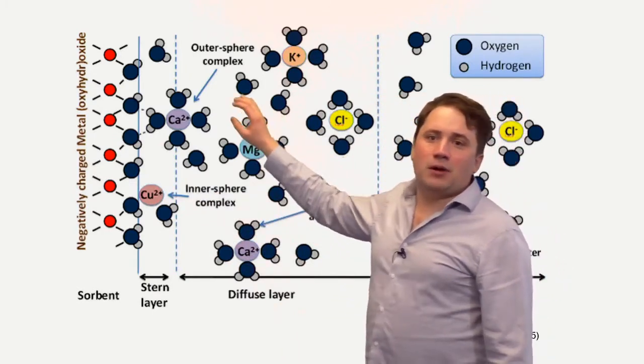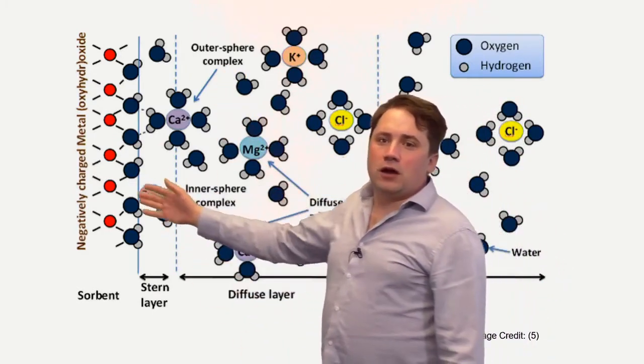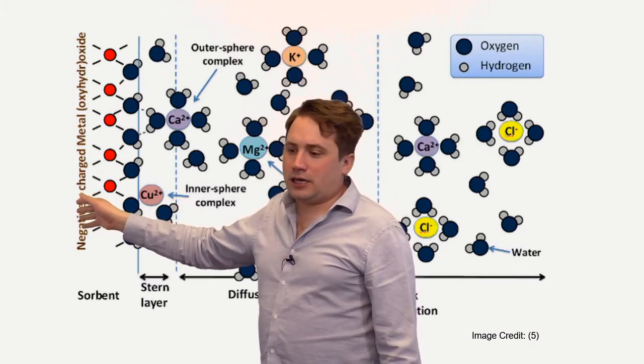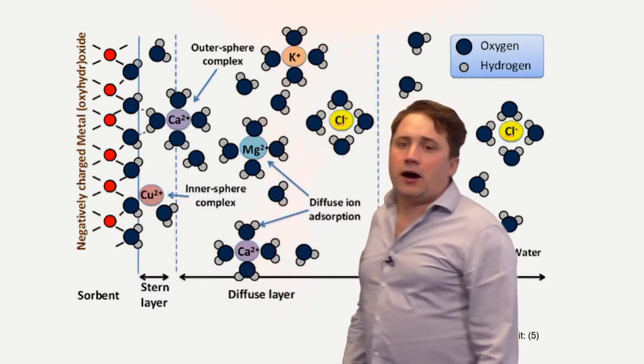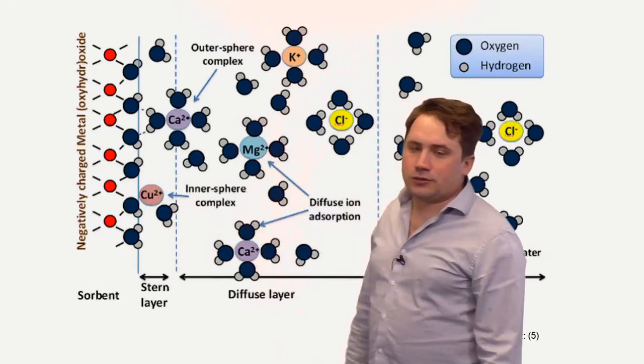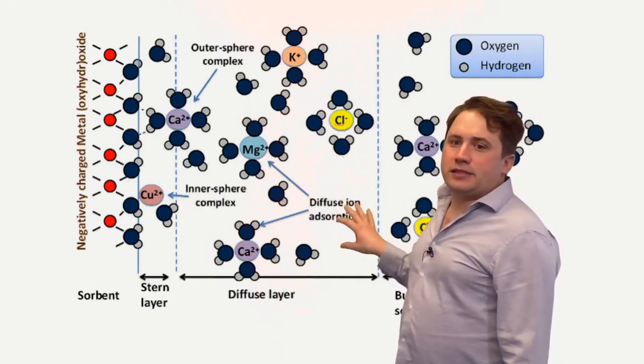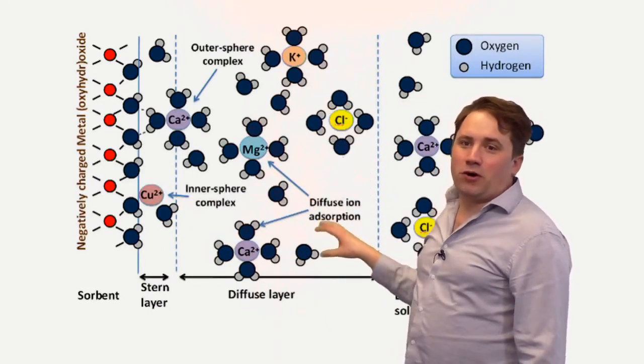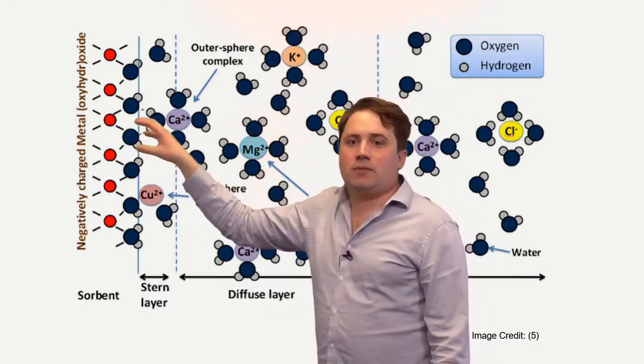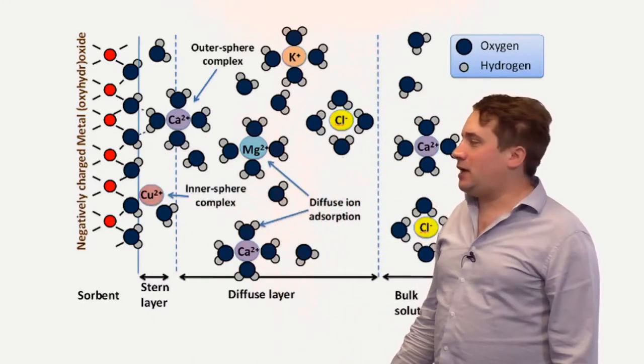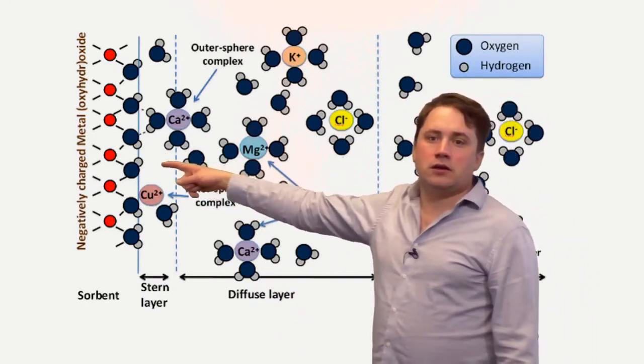So at any given time around a negatively charged particle, such as this iron oxyhydroxide that we have over here, or any sort of metal oxyhydroxide, you have this diffuse ion swarm of all these ions just bumping up against each other, trying to get towards this negatively charged surface over here.